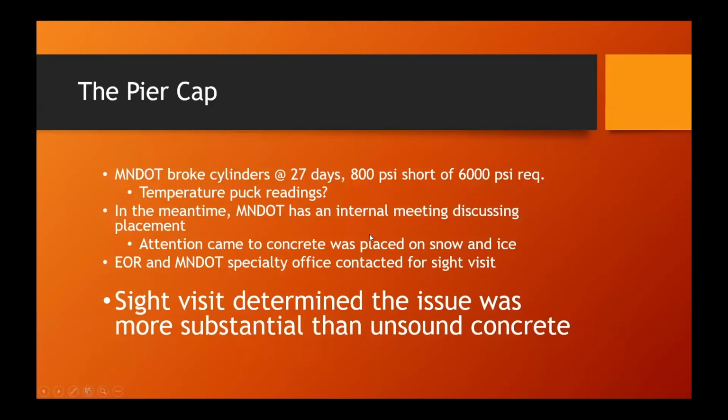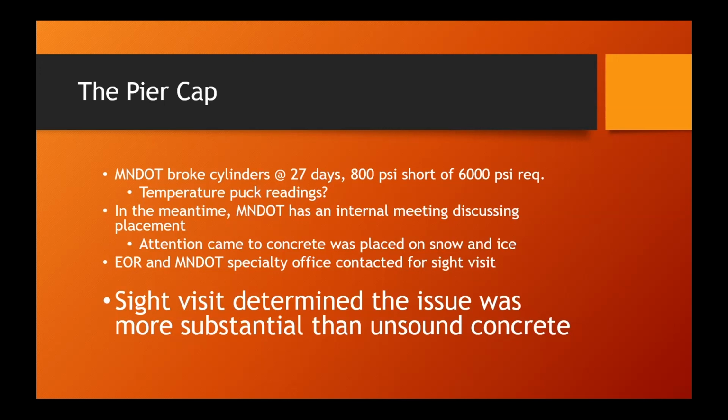So on the Pier Cap, at 27 days, MnDOT broke some cylinders. They're 800 PSI short of the 6,000 PSI requirement. So MnDOT requested the temperature puck readings. In the meantime, MnDOT has an internal meeting discussing the concrete placement. Attention came to concrete may have been placed on snow or ice. Engineer of record and the MnDOT specialty office were contacted for a site visit.